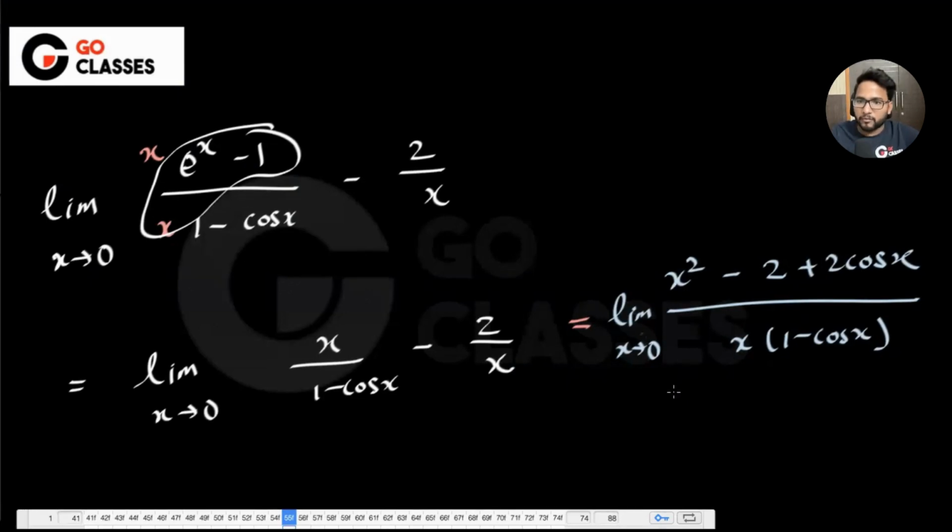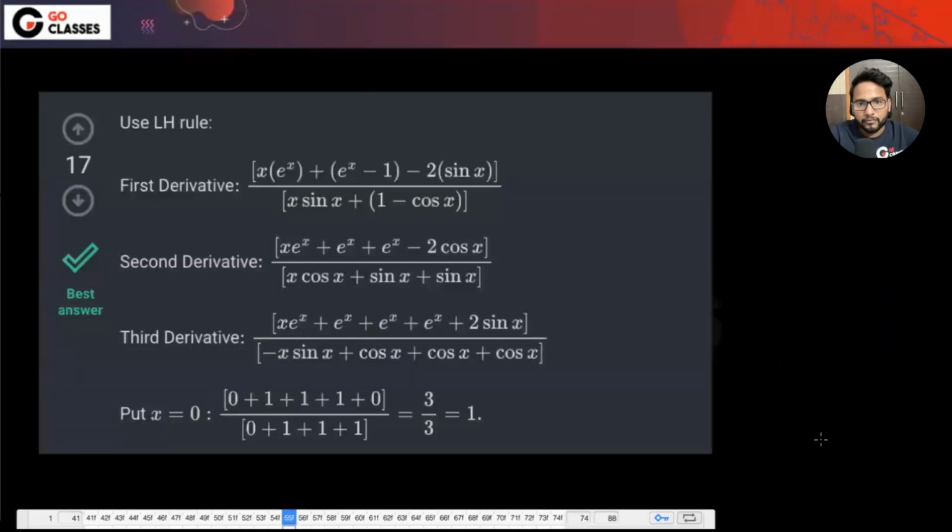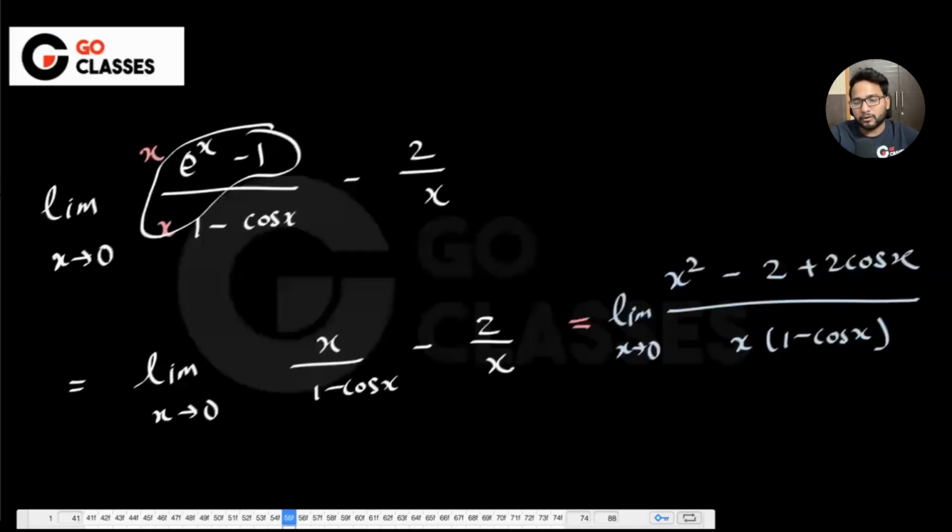So I'm saying there is a formula for (1 - cos x) upon x, that is 0. Anyway, I don't remember the formula. I don't think this is a formula. So anyway, you can do it now, or I'm skipping it.